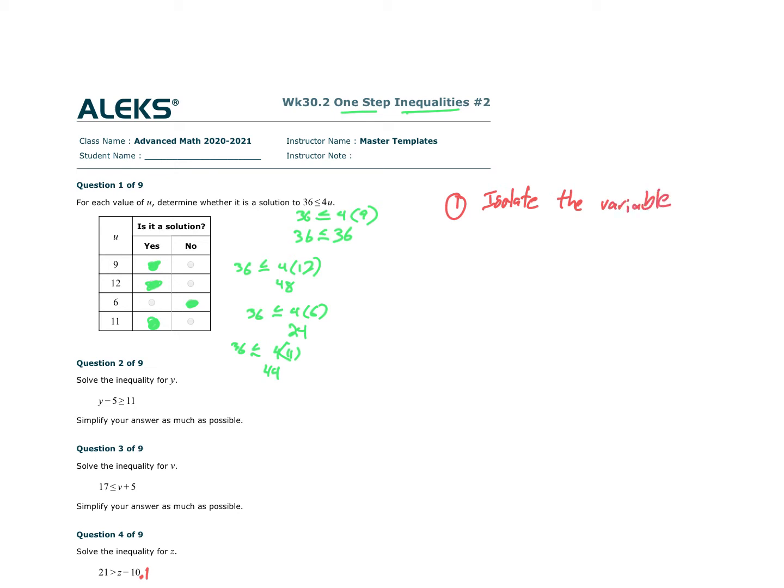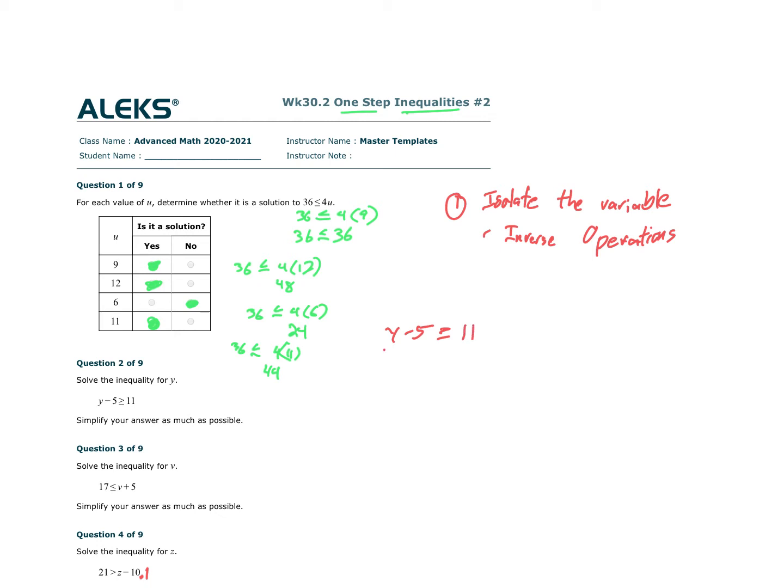How are we going to do this? We're going to use inverse operations. So the inverse of addition is subtraction, the inverse of multiplication is division. All right, so here's our problem. y minus 5 is greater than or equal to 11.